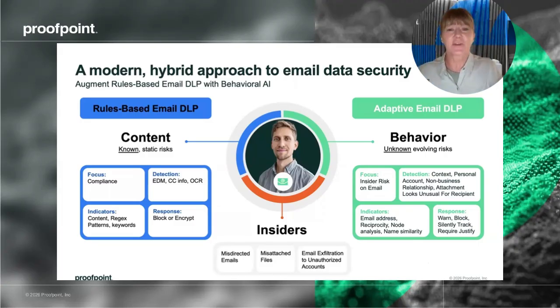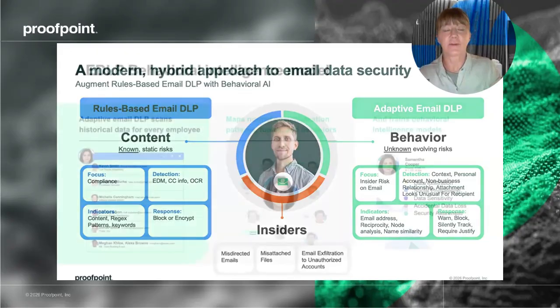And if you haven't heard this yet, or if you haven't worked on this so far, it really is focusing on the behavioral side versus the rules-based side. So if you think about it, rules have to be written. You have to know what you're writing for. Adaptive email DLP really focuses on those evolving unknown risks that you can't write rules for. So together, they make that perfect hybrid or modernized approach to email DLP.